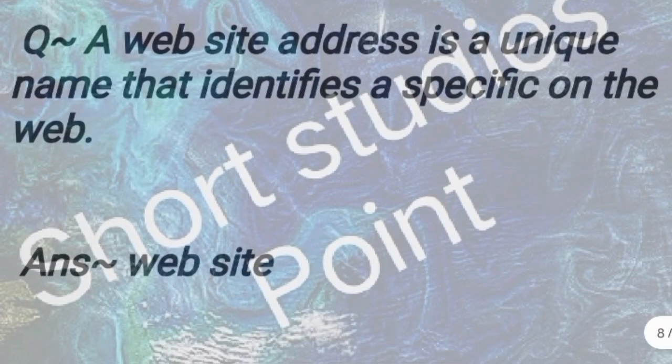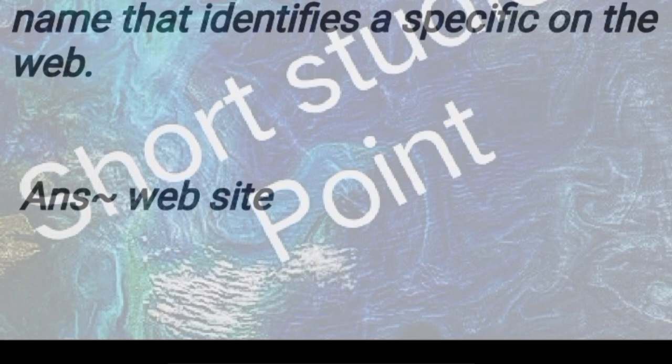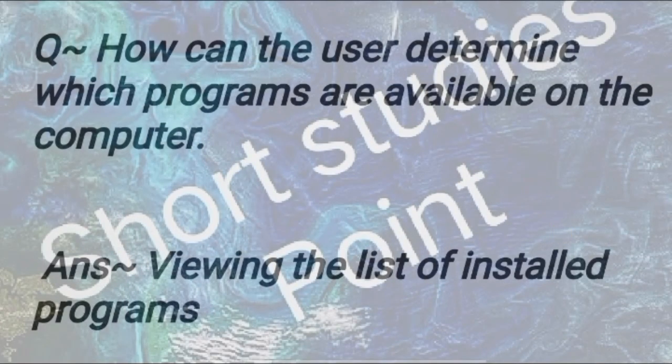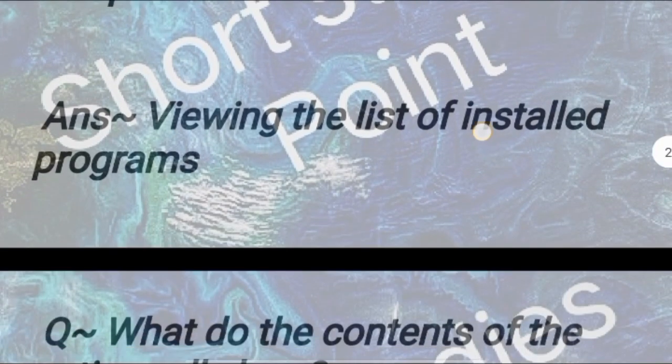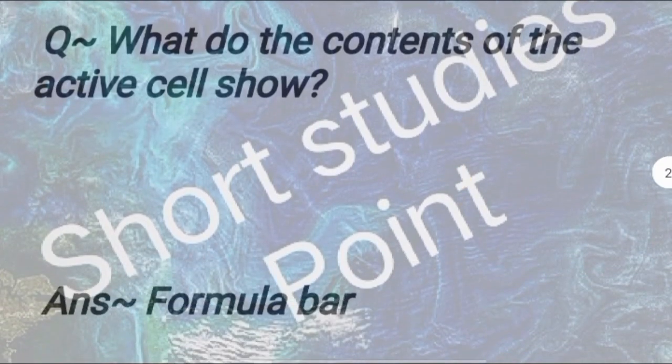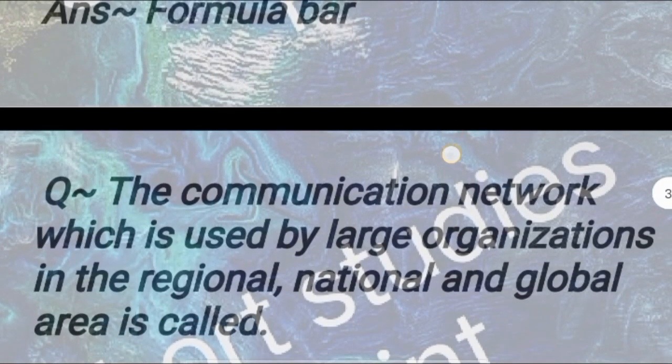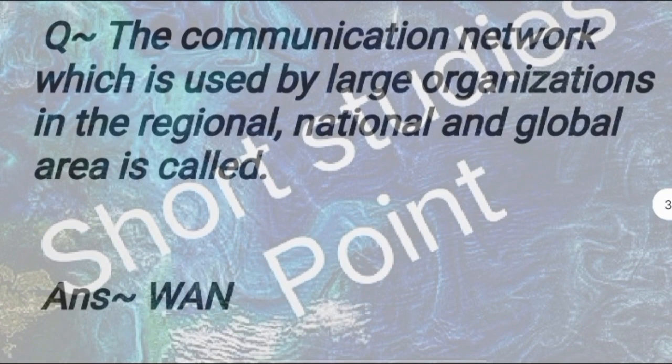Next question: a website address is a unique name that identifies a specific dash on the web. Answer: website. Question: how can the user determine which programs are available on the computer? Answer: viewing the list of installed programs. Next question: what does the active cell show? Answer: formula bar.